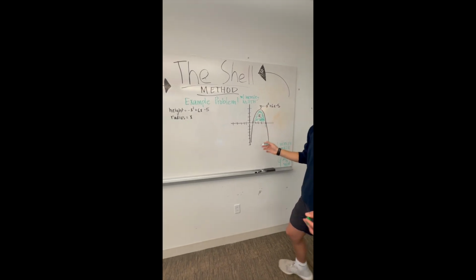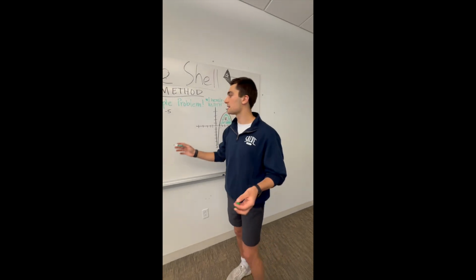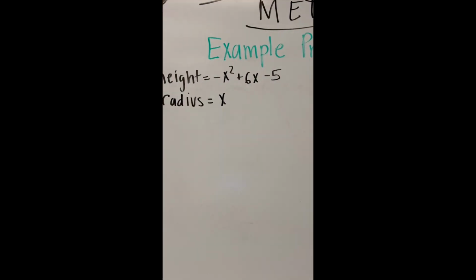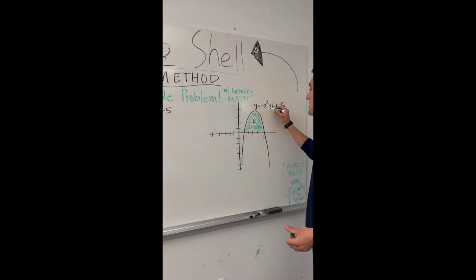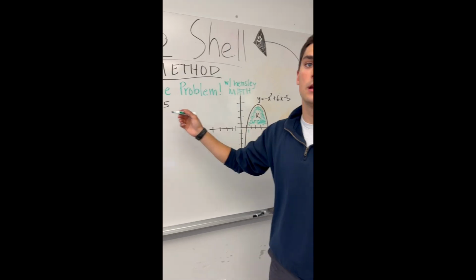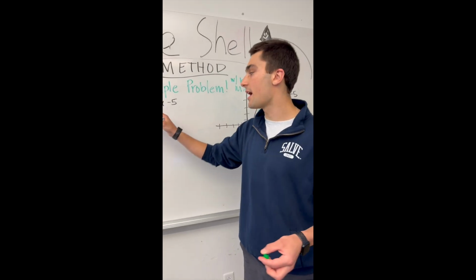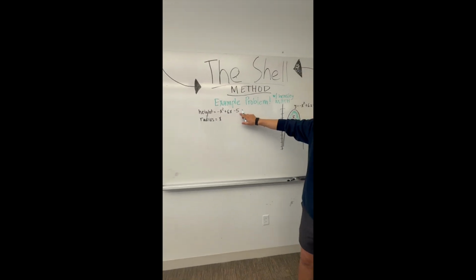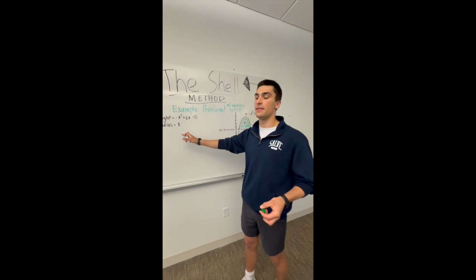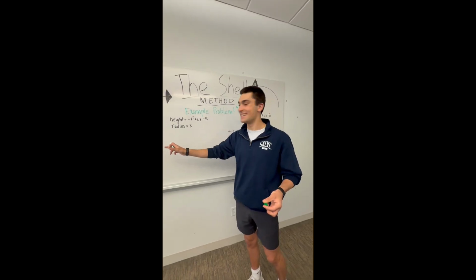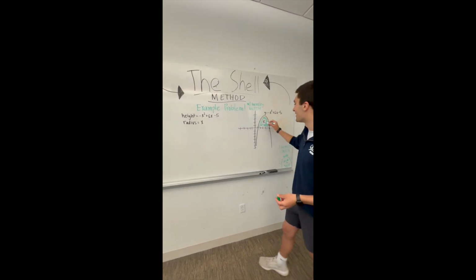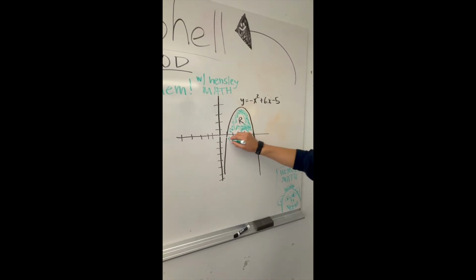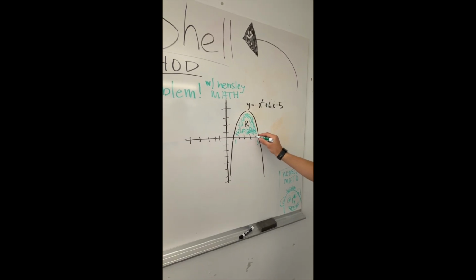So, what do we know when using the shell method? First thing we've got to do is find the height. The height is going to be the y. We're going to go from here to here. So the y value at any point is going to be negative x squared plus 6x minus 5. And that means the radius is just going to be x, because we're just going from any point along the x-axis right here, looking for the value.